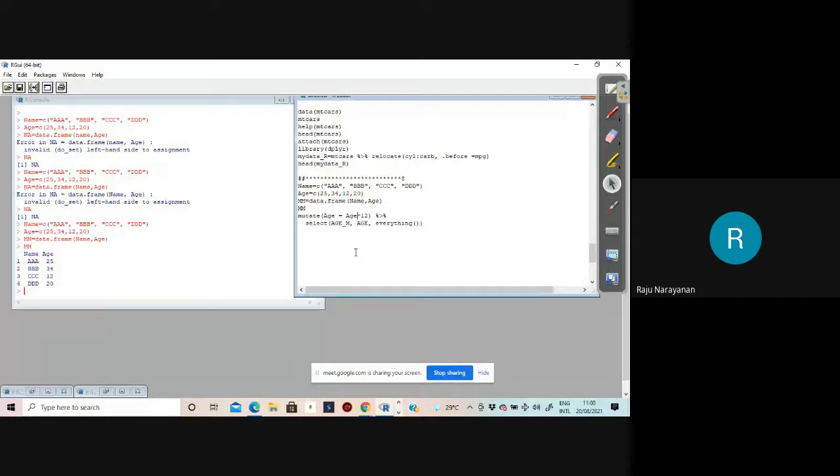Okay, mutate age is equal to age into 12, and select, and you have to give a new name for that: age in months. Okay, age.